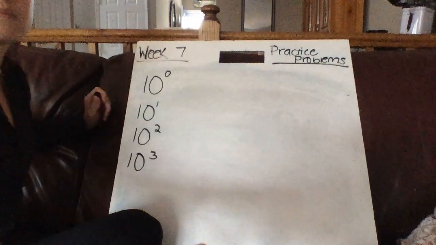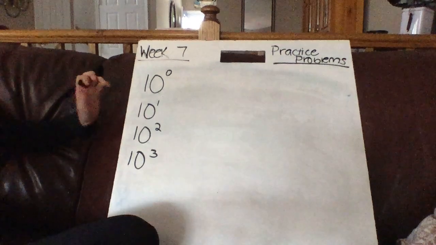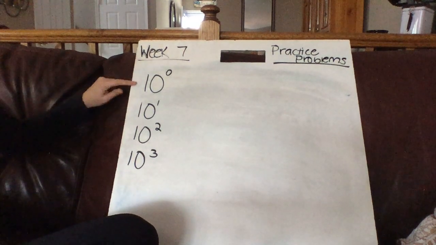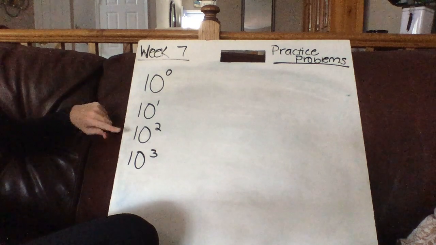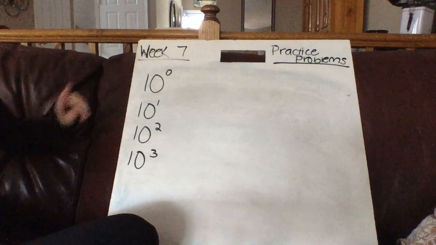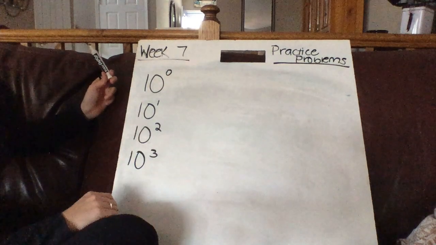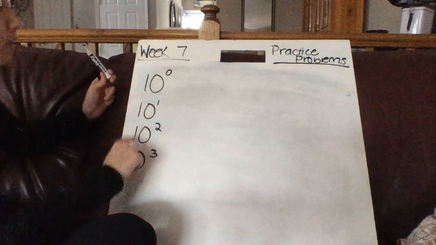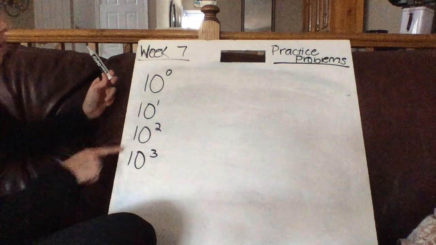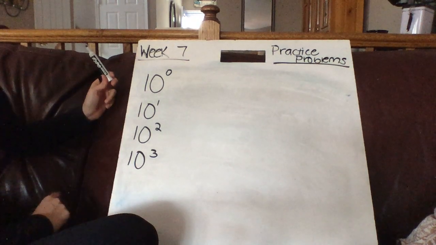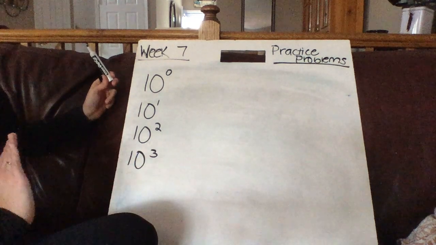Let me just pause. Okay, the next practice problem that's going to help you: we have 10 to the 0 power, 10 to the first power, 10 to the second power, 10 to the third power. So remember, these are called exponents. Well, the little number is called an exponent. The bigger number is a base. And when the bigger number, the base, is a 10, exponents are super easy.